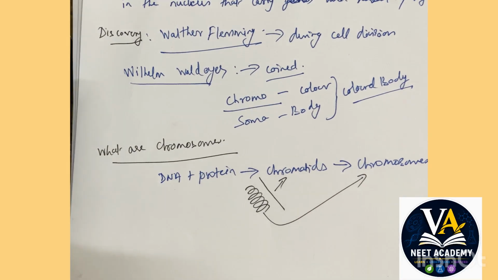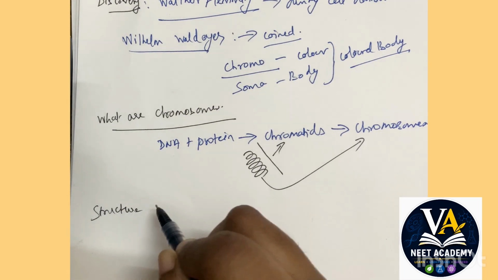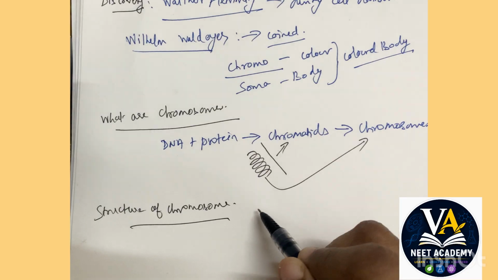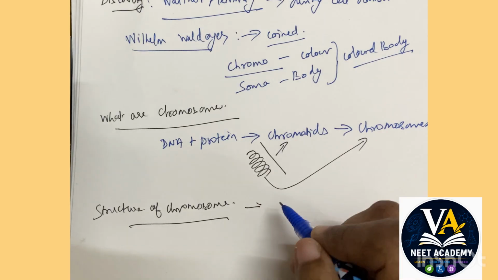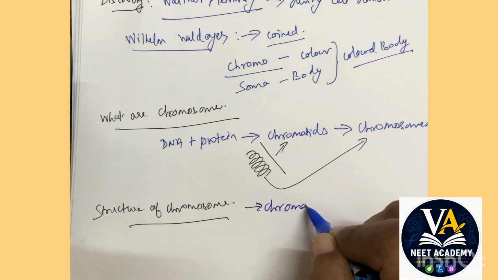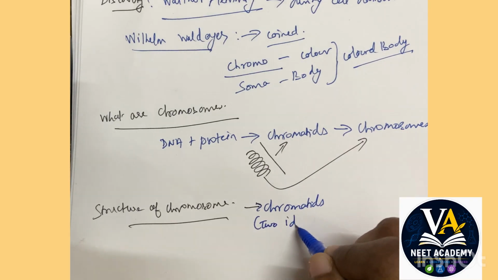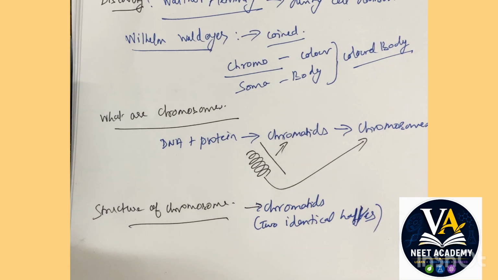Next, we will see the structure of the chromosome. A chromosome has several components. One is the chromatids. Chromatids are nothing but the two identical halves of a chromosome.